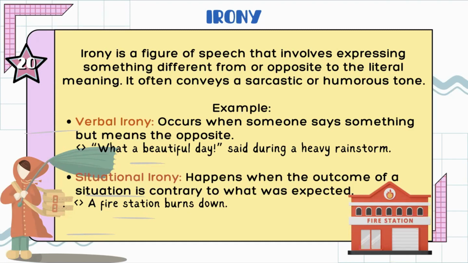We have two types of examples here. One is verbal irony, and next is situational irony. Verbal irony occurs when someone says something but means the opposite. For example, what a beautiful day. Now, this is said during a heavy rainstorm, whereas situational irony, the example is a fire station burns down. This is because a fire station is typically a place where firefighters respond to fires and emergencies, so it is unexpected and ironic for a fire station itself to catch fire.